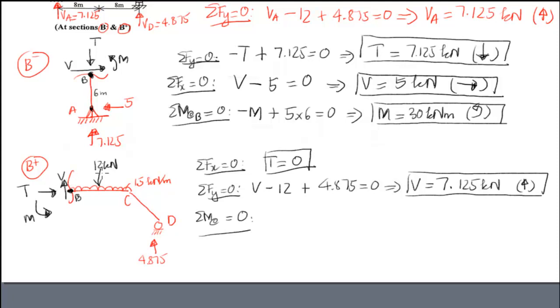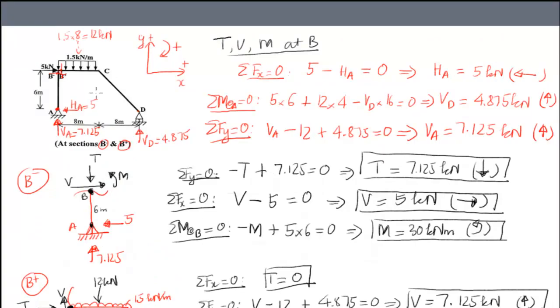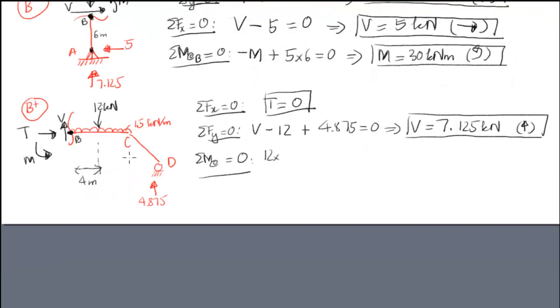So I've got 12 kilonewton, which goes clockwise around B here. So positive 12 times the lever arm from here to here, which is 4 meters, because going up here from here to here is 4 meters, right? So half of 8, okay, 4 meters. So 12 times 4.